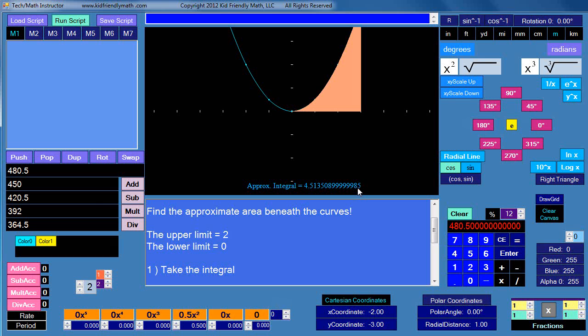All right, well, I hope that gives you an idea about calculating the areas underneath a curve and approximating the areas and the difference between them. All right, well, that's it for this lesson, and I'll see you in the next lesson.